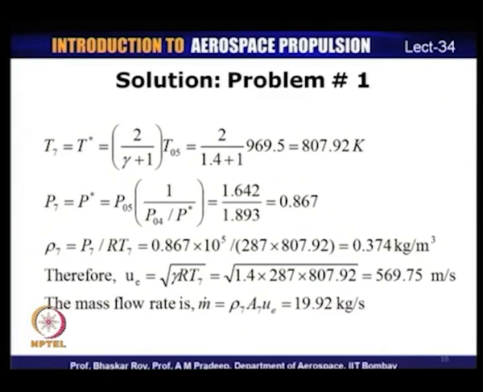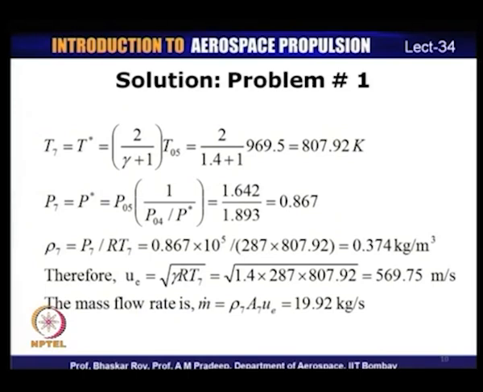And so density now would be equal to P by R T, because air is an ideal gas here. Therefore, P is 0.867 bar converted to pascals. So, 0.867 into 10 raised to 5 divided by R, that is gas constant for air, 287, into the temperature, that is 807.92. So, the exit density is 0.374 kilogram per meter cube.